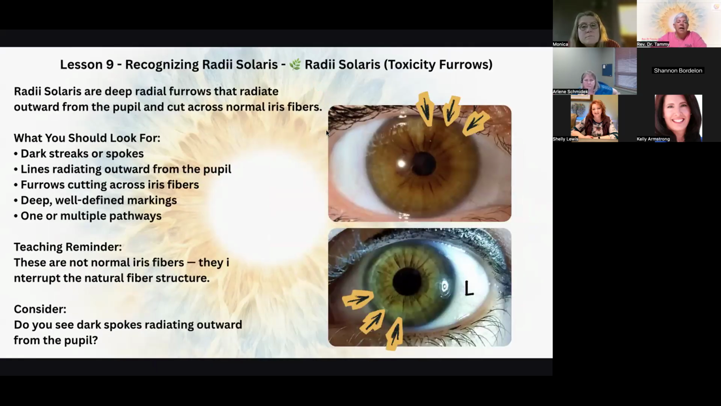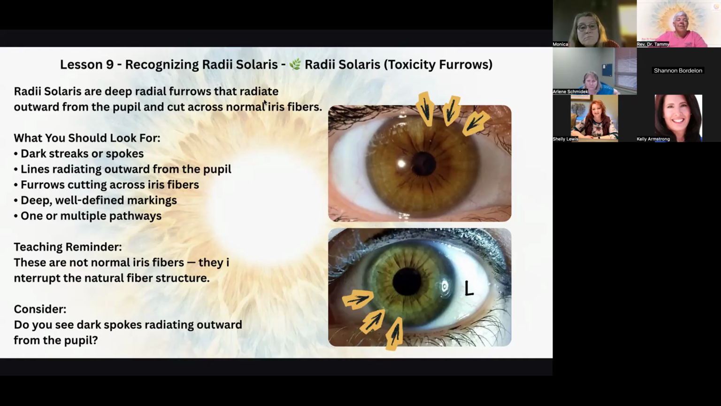Lesson 9, recognizing the radii solaris. So here we are. We've got the radii. These are the toxicity furrows. So these are deep radial furrows, and a lot of iridologists will immediately say parasite infestation. Not always true, but it is a high probable cause. So always keep that in mind.